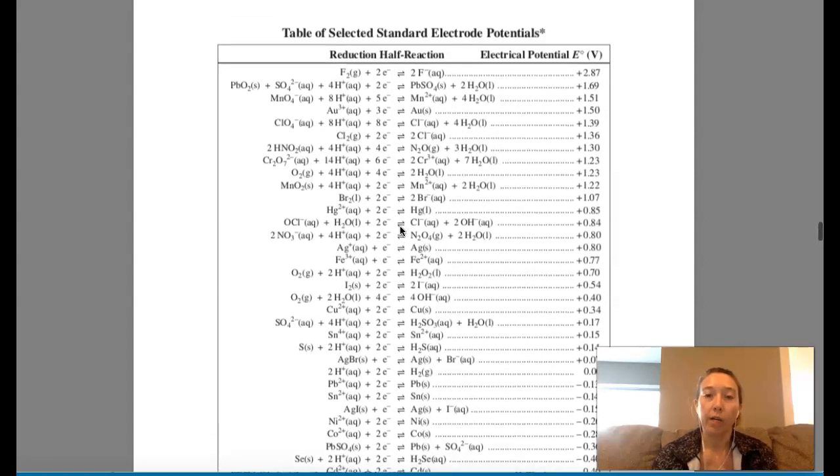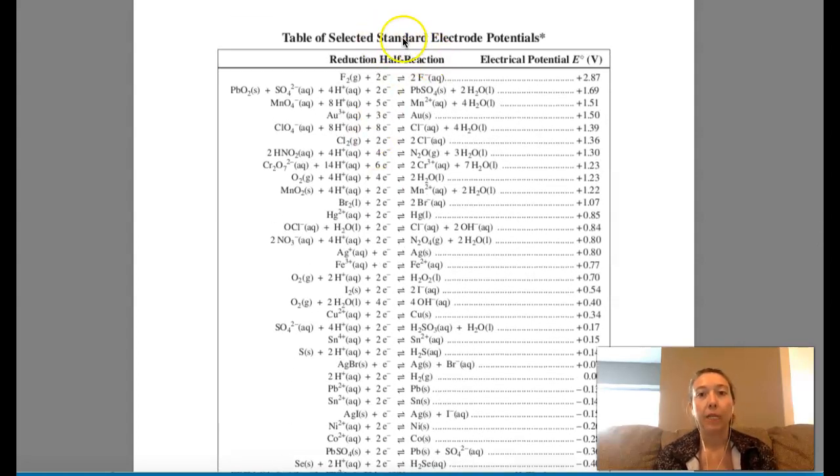What you're going to find when you look at this table is that it says reduction half reactions. As we read from left to right, which is generally how we read, these are all reduction half reactions because all of the electrons are over on this side of the arrow. They're all on that reactant side. We were talking the other day and we said when those electrons are on the reactant side, it's going to be a reduction half reaction.